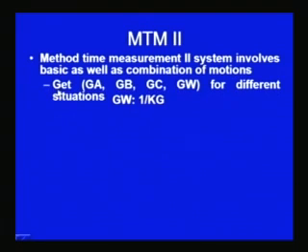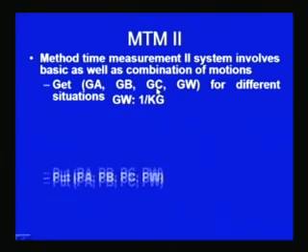Here it involves the basic motions like get. Get is about getting control over the object. For the different conditions, the get is categorized as GA, GB, GC or GW. If a weight is to be handled, then GW is used, and depending upon the degree of difficulty to get, the GA, GB or GC categories are used.